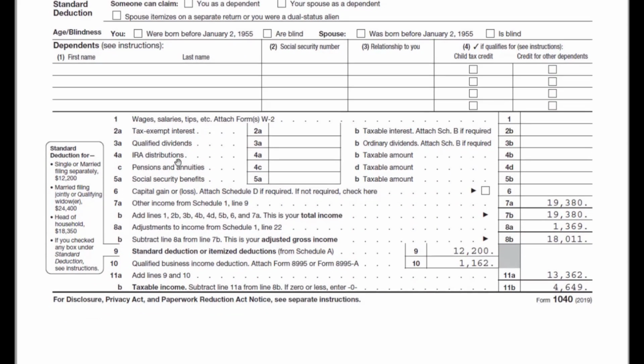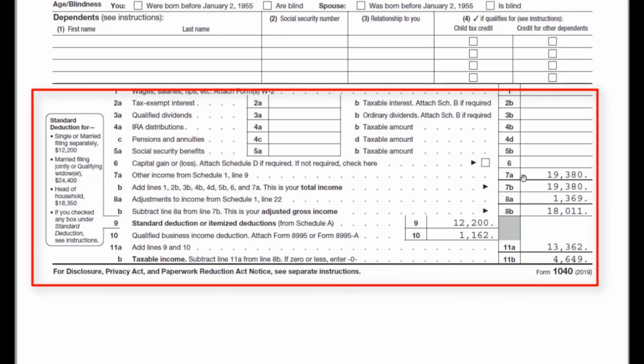And then she's going to scroll down and see that the first line number is 7A, which is calling out that this is coming from Schedule 1, line 9. She also sees here that she has an adjustment of $1,369, which is giving her an adjusted gross income of $18,011.